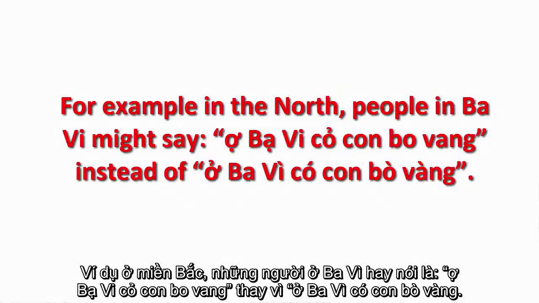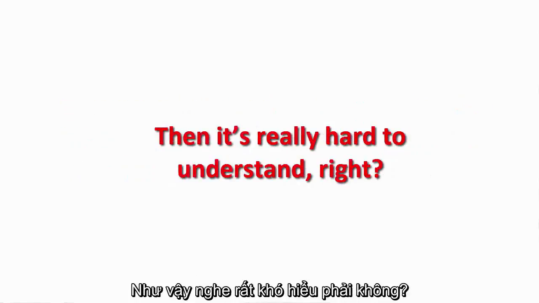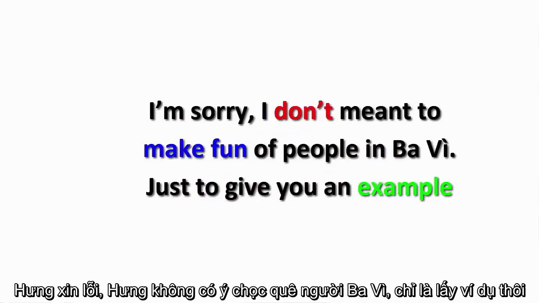Let me give you an example. In the north, people in Ba Vi, they might say, ở Ba Vi có con bò vàng, instead of ở Ba Vi có con bò vàng. It's really hard to understand, right? I'm sorry, I don't mean to make fun of people in Ba Vi, just to give you an example.